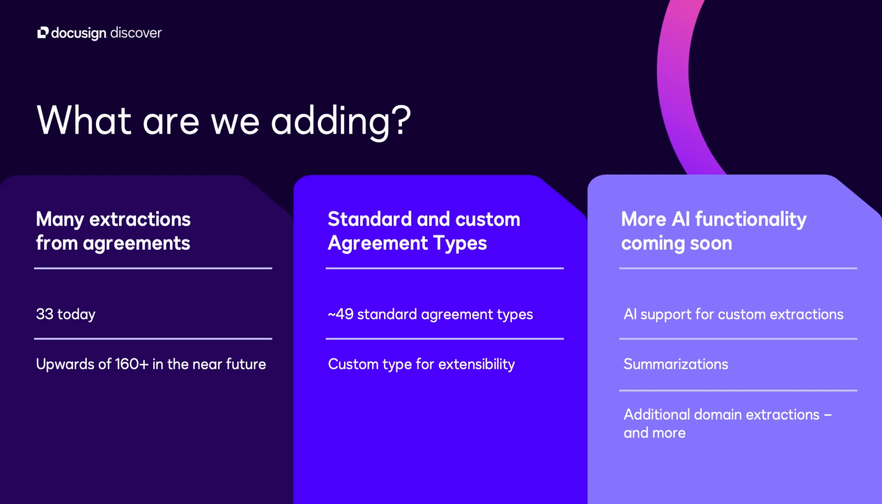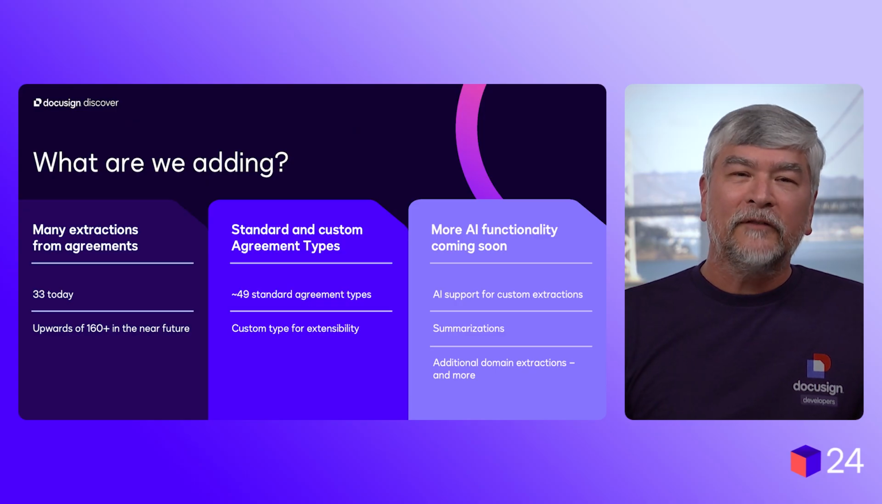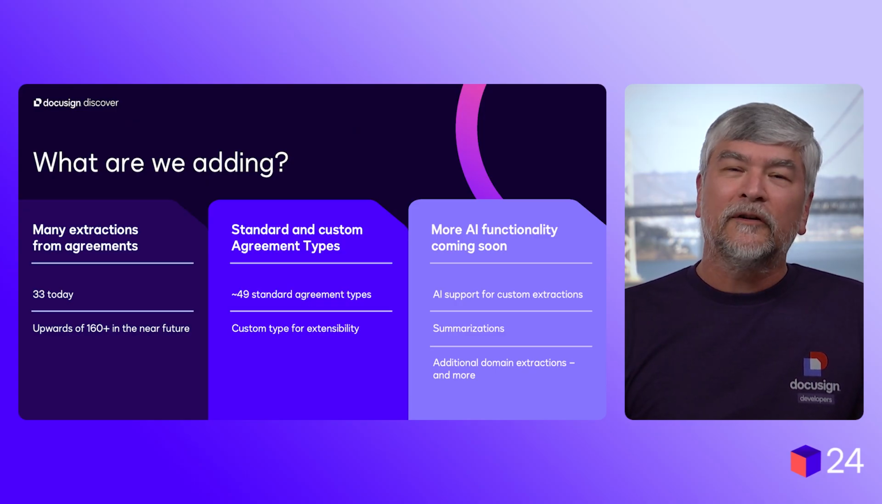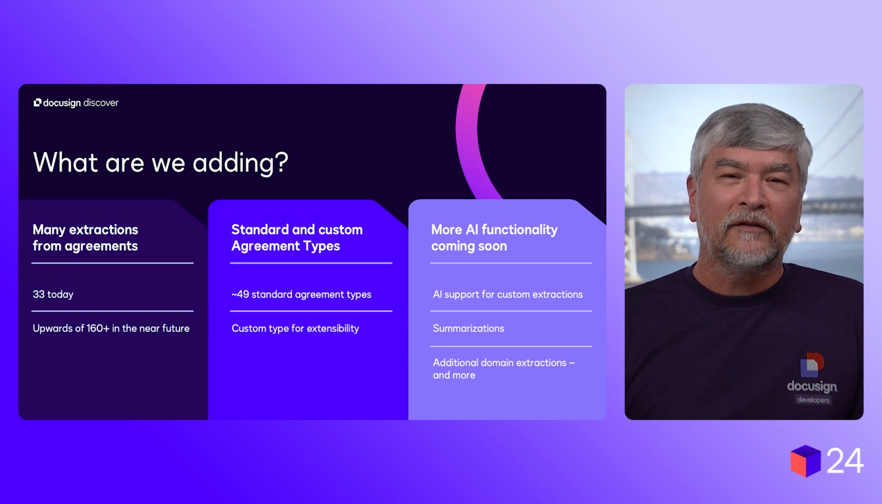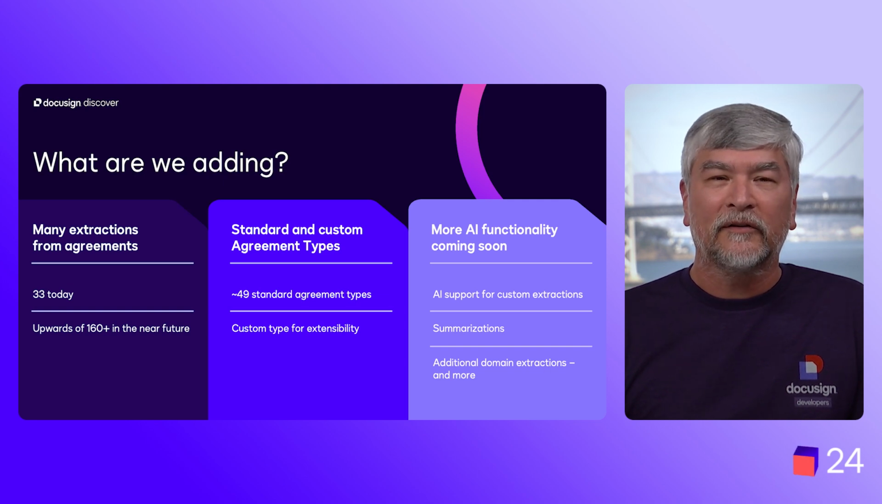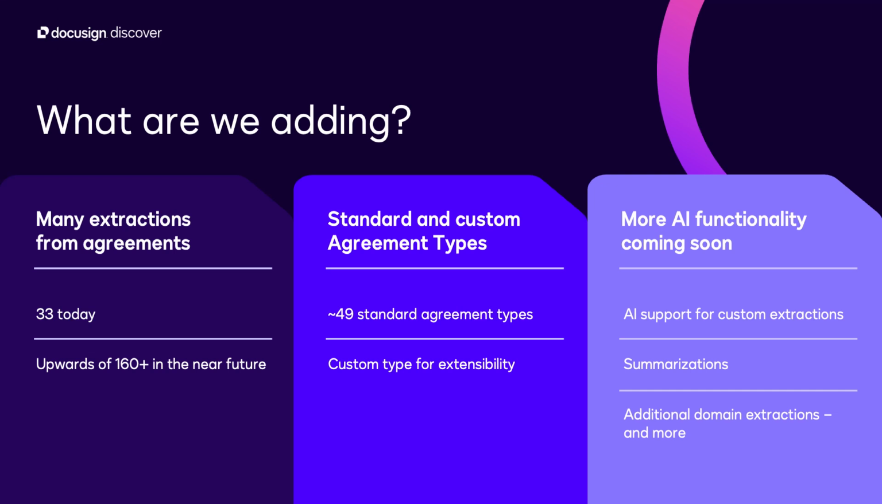And we're not done. We have some 37 extractions today, with over 100 coming in the near future. We've created 50 standard agreement types, but we know there may be other types that are special to you, so we've added a customizable type, putting the power in your hands. We continue to invest into more AI capabilities. This includes summarizations, more domain extractions, and beyond. Let's take a look at how we use the API to understand the gist of our agreements. Again, I'll pass you over to Naveen so he can demonstrate.